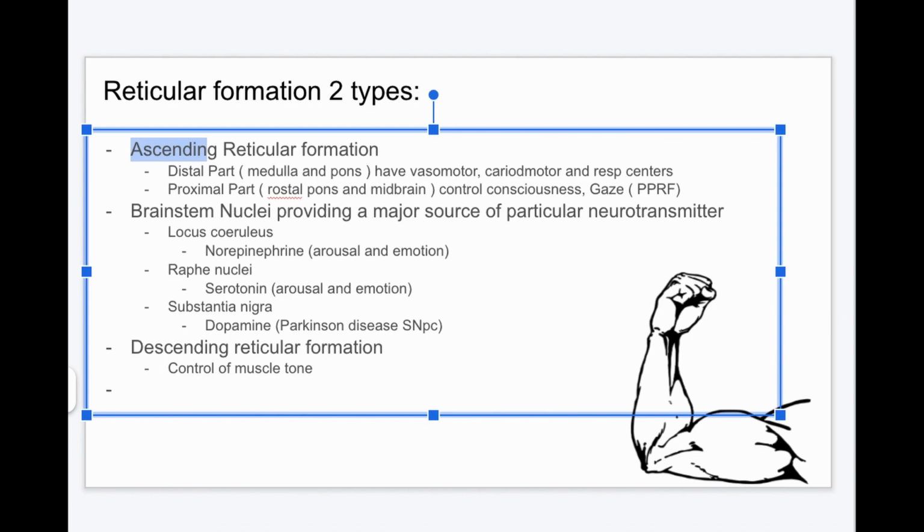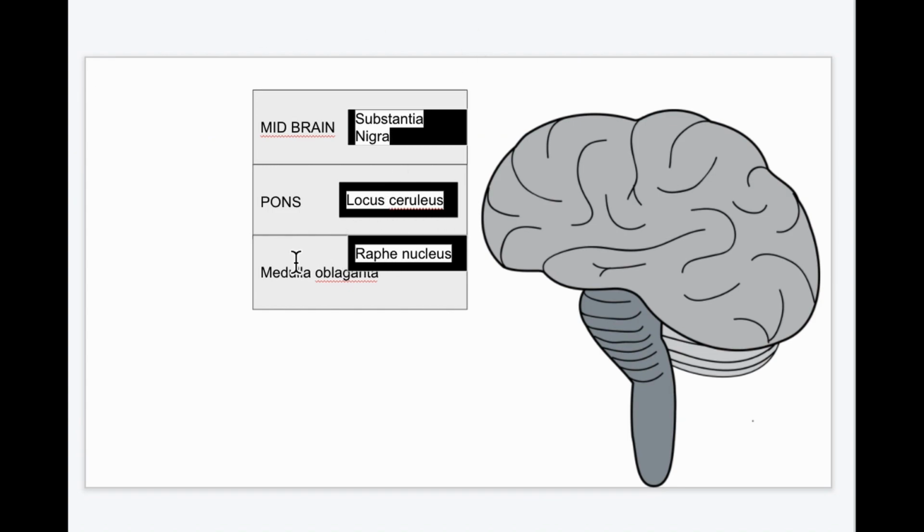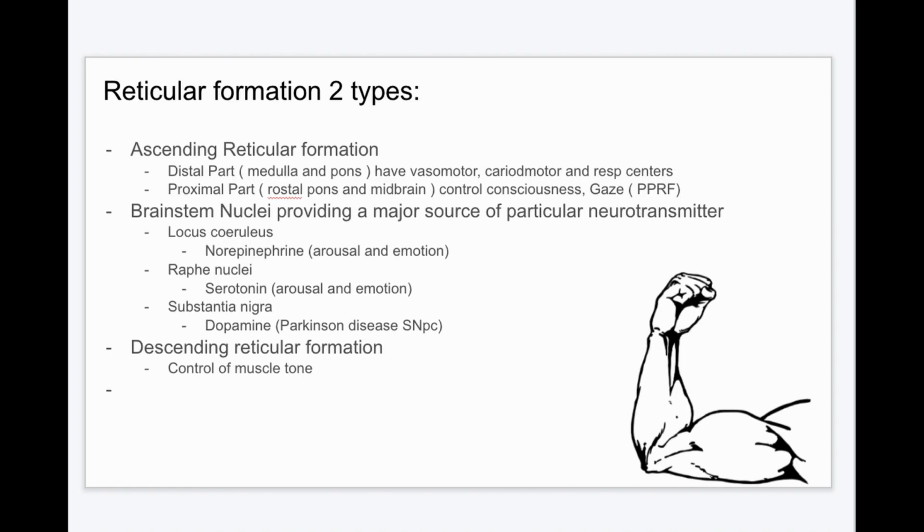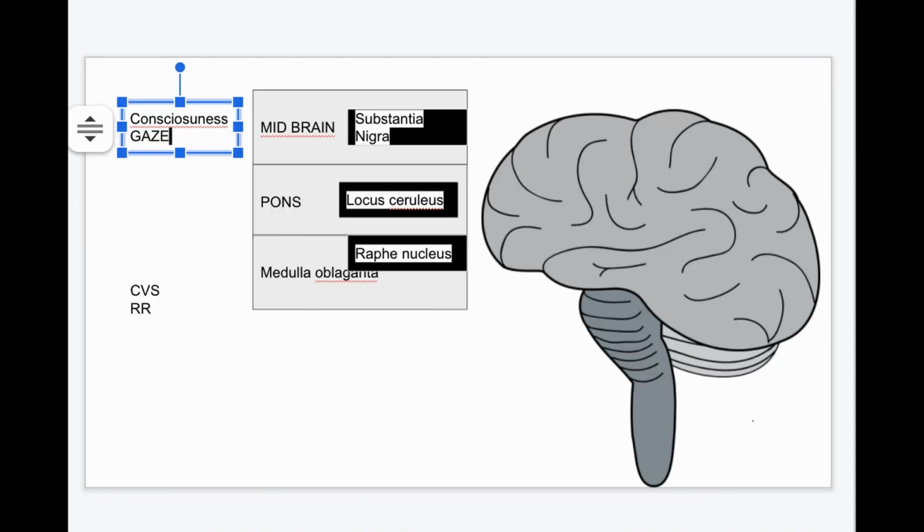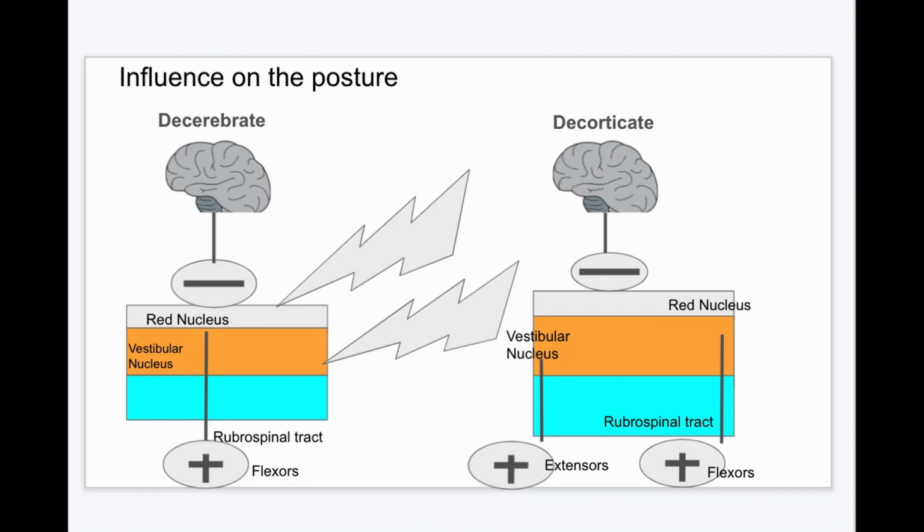There are also other nuclei, the brainstem nuclei. These brainstem nuclei are also very important, and there are three main ones. By the way, I'm going to be drawing all of this. Like I said, there's going to be a distal and a proximal part. So what's going to be happening in both parts? The distal part is there for cardiovascular and respiratory rate movements done by the midbrain. Then the next one is going to be the influence on the posture.